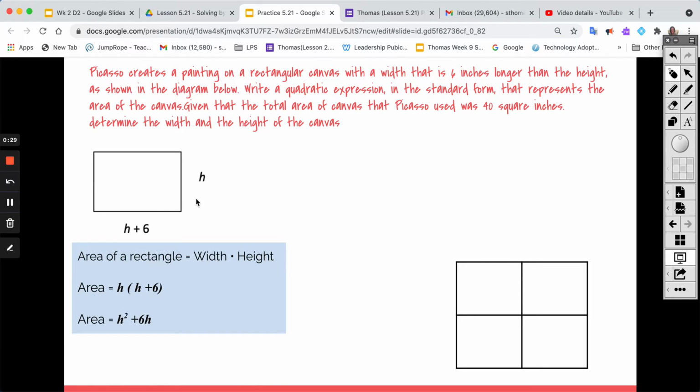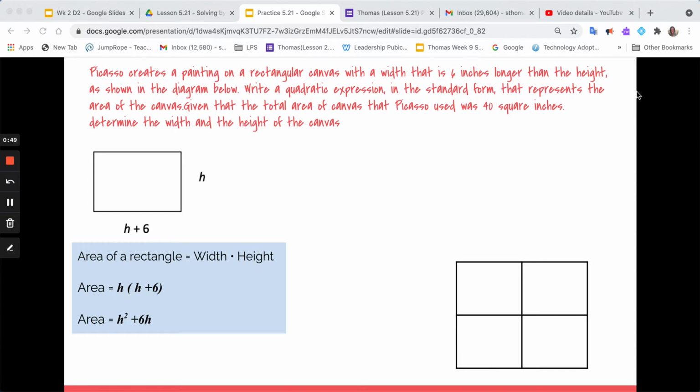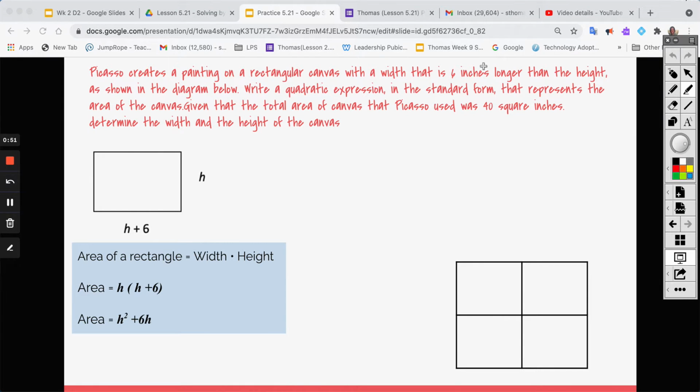So this is the rectangular canvas. We have the height, and the width is 6 meters longer than the height. So that's why we have h representing the height and h plus 6 representing the width, because it is said it's 6 meters longer.